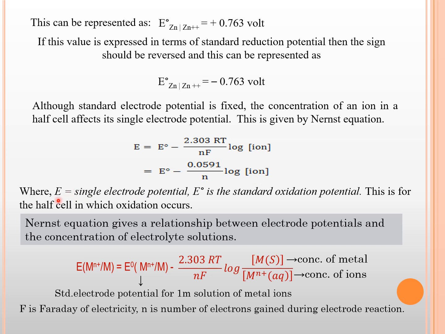In this equation, E is the single electrode potential, E0 is the standard oxidation potential, and this is for the half cell in which the oxidation occurs. So this equation we have written for standard oxidation potential.